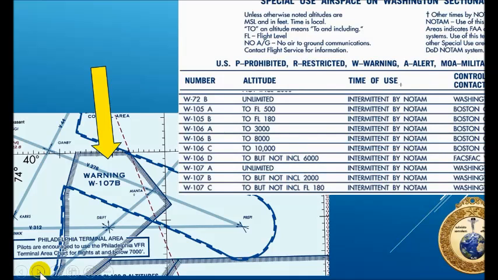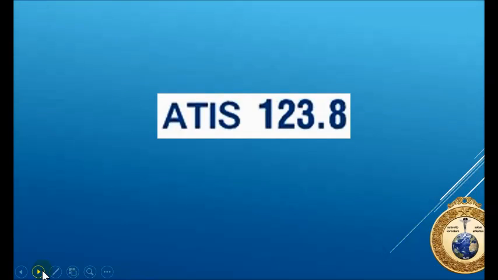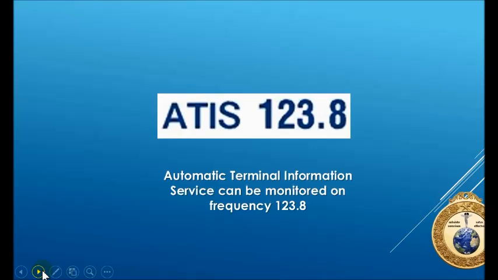But if you're flying in this area, you want to know where to go in the air-ground communications panel. And again, go to my introduction to sectional charts, and you can find out where this air-ground communications panel is. And floating along, ATIS 123.8.